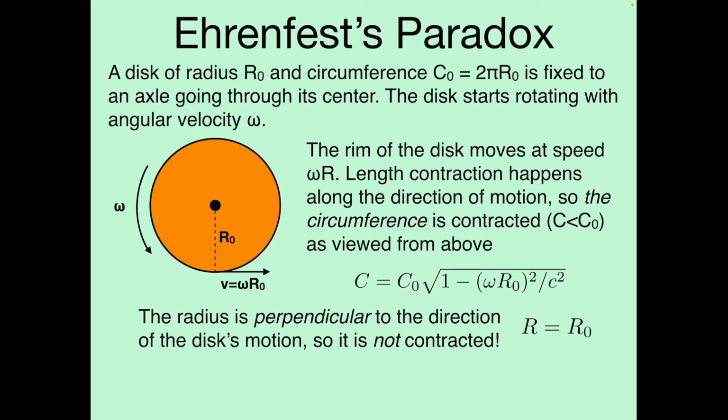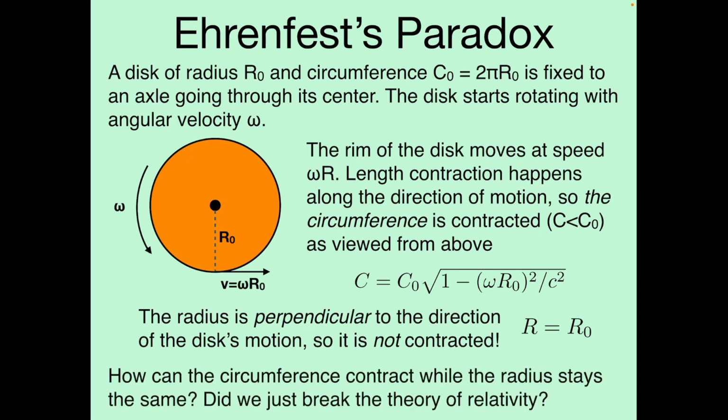The radius of the disk is perpendicular to the direction of motion, right? The disk is moving this way, but the radius is perpendicular to that. So there is no length contraction perpendicular to the direction of motion. So the radius actually doesn't change. So what's going on here?